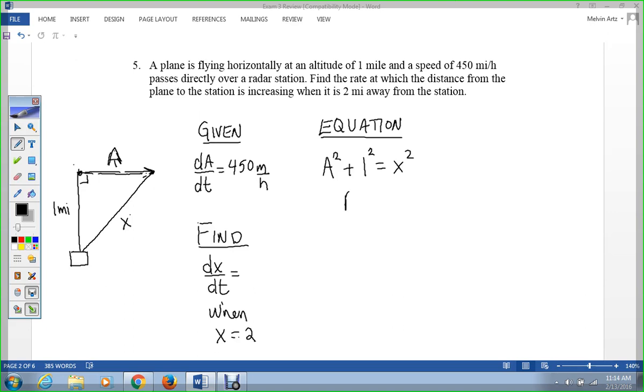So now we can find our related rate equation by taking the derivative with respect to time. So the derivative with respect to time would be 2 times a dA dt. Now the derivative of 1 is 0. So then we'd have the derivative of x squared with respect to time.